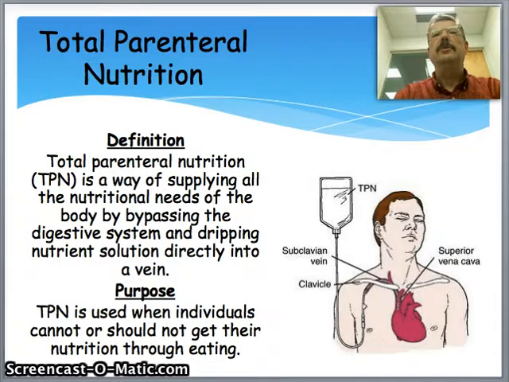Total parenteral nutrition is a way of supplying all the nutritional needs of a body by bypassing the digestive system and dumping nutrients directly into a vein. The purpose is to be used when individuals cannot or should not be getting their nutrition through eating.